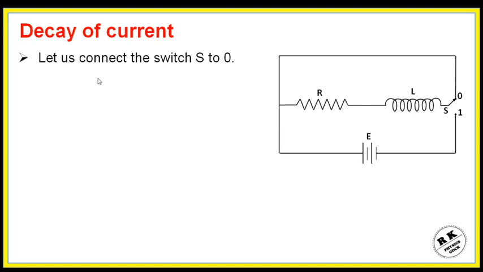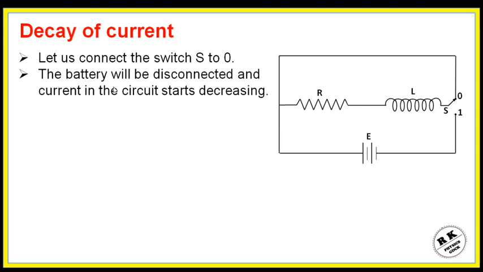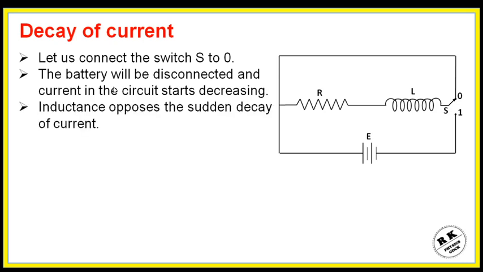When the battery is removed, EMF will not be there in the circuit. Whatever maximum current was present at that time will start decreasing. Now let us assume the maximum value, the initial value of current, as I naught. And we also know that the property of inductance is to oppose the change in the current. Earlier it was opposing the increasing current. Now it will oppose the decreasing current.